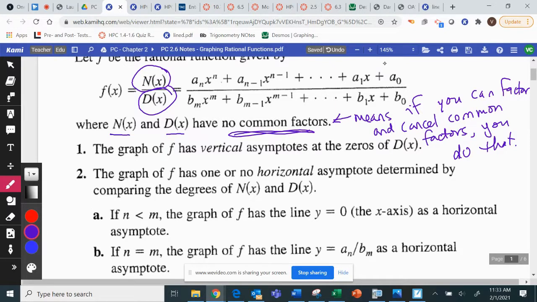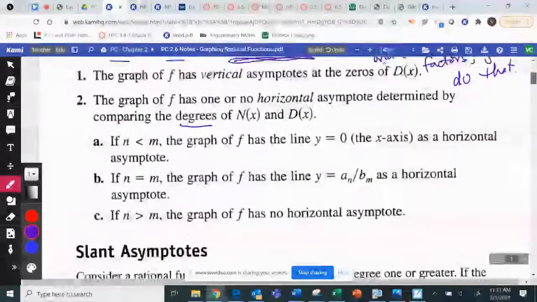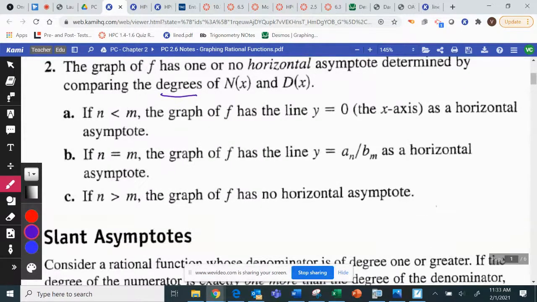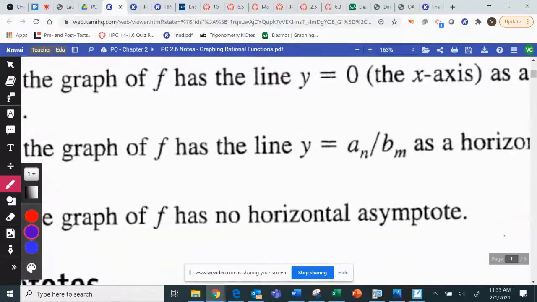To determine if there are horizontal asymptotes, it's going to have to do with the degree of n of x and d of x, which we'll get to. So this is how you tell, and then I'll tell you how I can help you remember. This says if n is less than m, then we have a horizontal asymptote at y equals 0. I'm going to show you what that looks like. I'm going to zoom in.